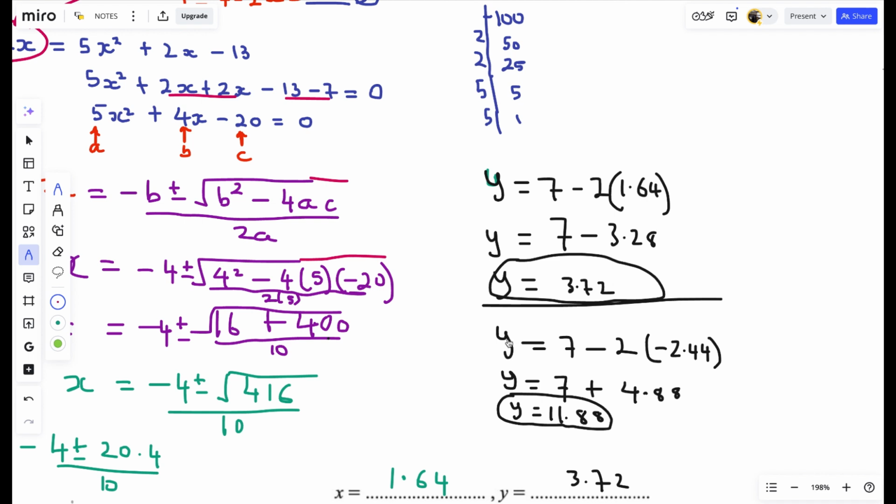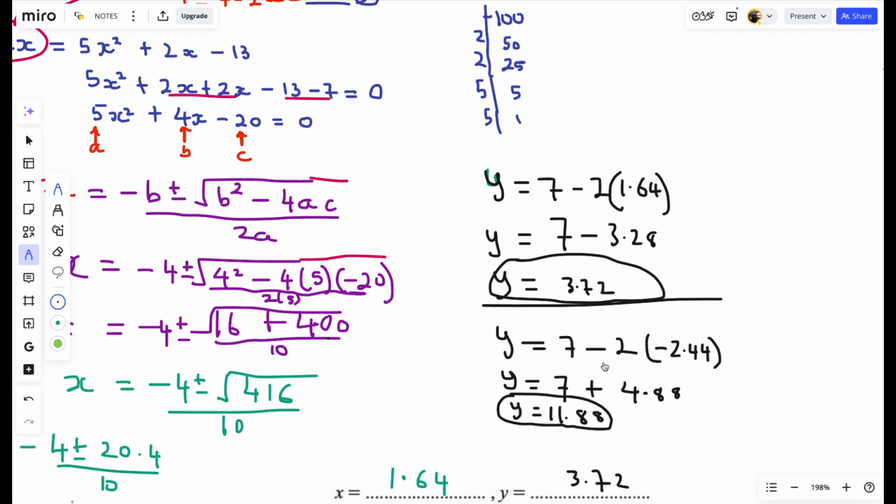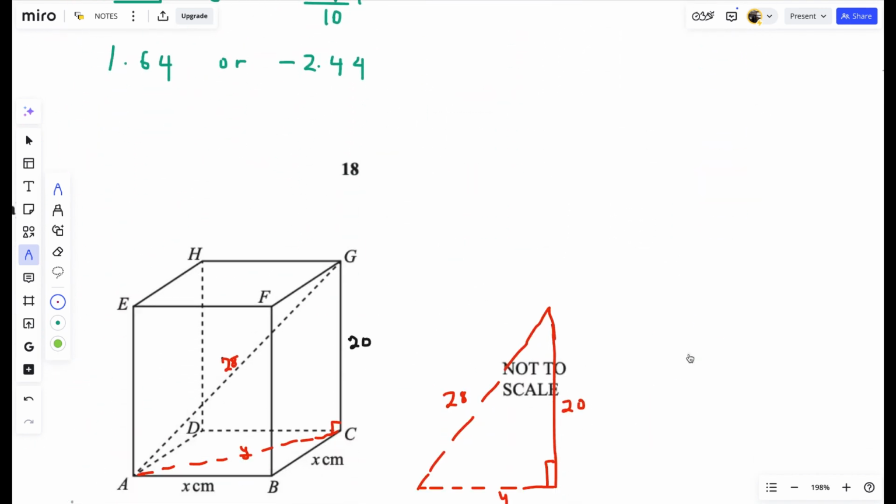Now we go to the other one. We got another value of x. You say y equals 7 minus 2 times the second value of x, which is negative 2.44. Negative 2 times negative 2.44, you get positive. It's very clear to note: negative times negative gives positive. You get positive 4.88. Then 7 plus 4.88, you get 11.88 as your second value of y. If you're able to get all this, you get 6 marks, which boosts the rate of success of getting a very good grade.